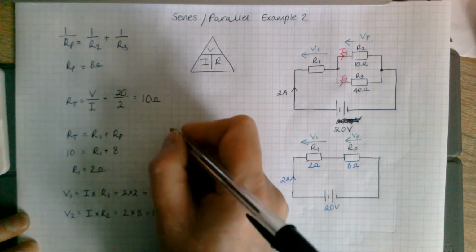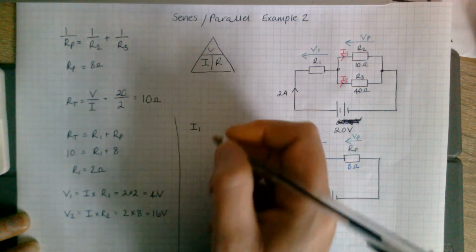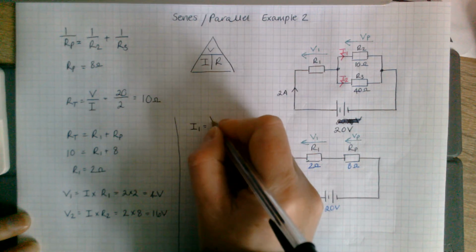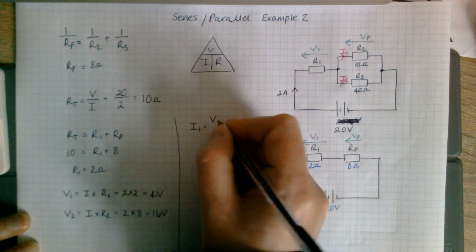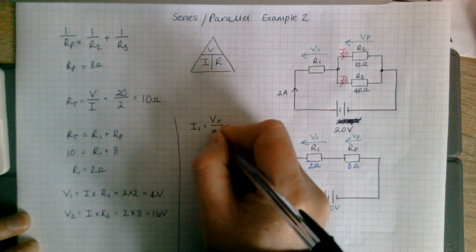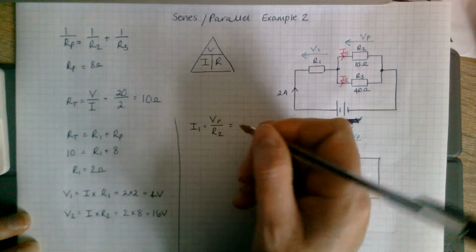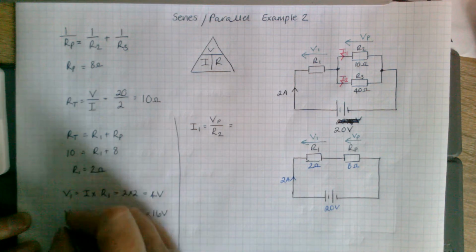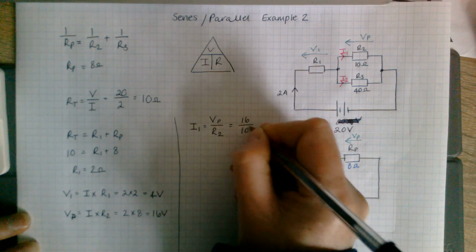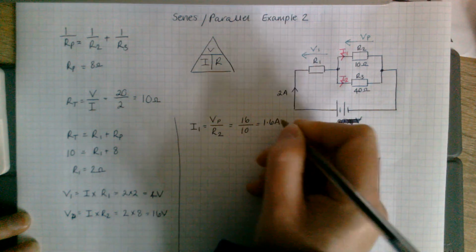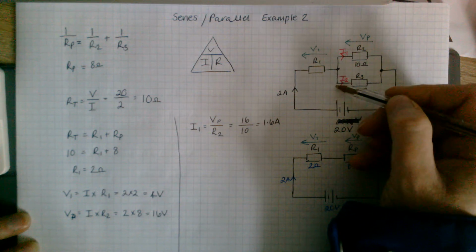The only other things we could work out would be our I1. Let's separate that off. So we're looking at one component again, using our triangle. I1 here, VP over R2. I1 only exists going through R2. So VP, got that over here, 16 divided by 10, 1.6 amps. So of that 2 amps, it comes up here, hits that junction and splits. 1.6 amps goes this way, so this must be 0.4 amps.